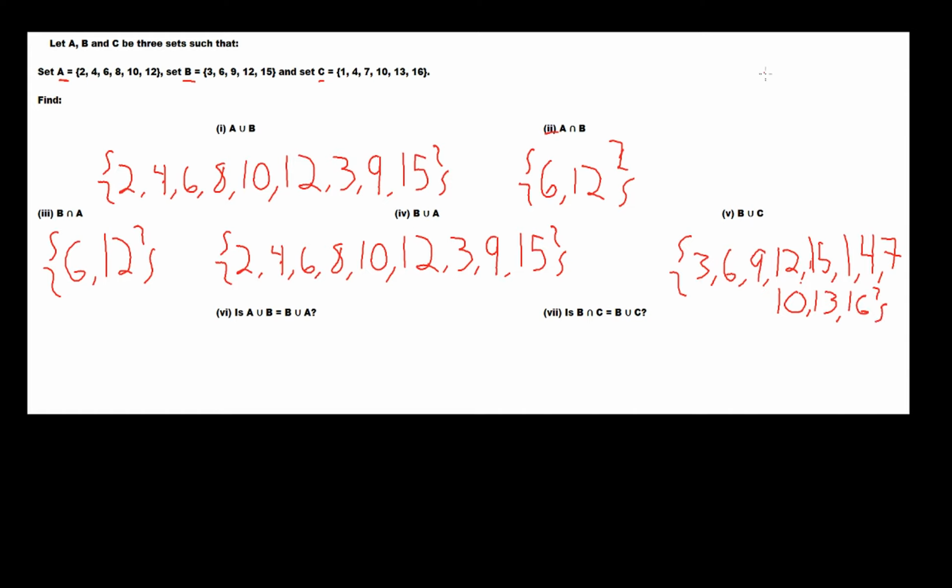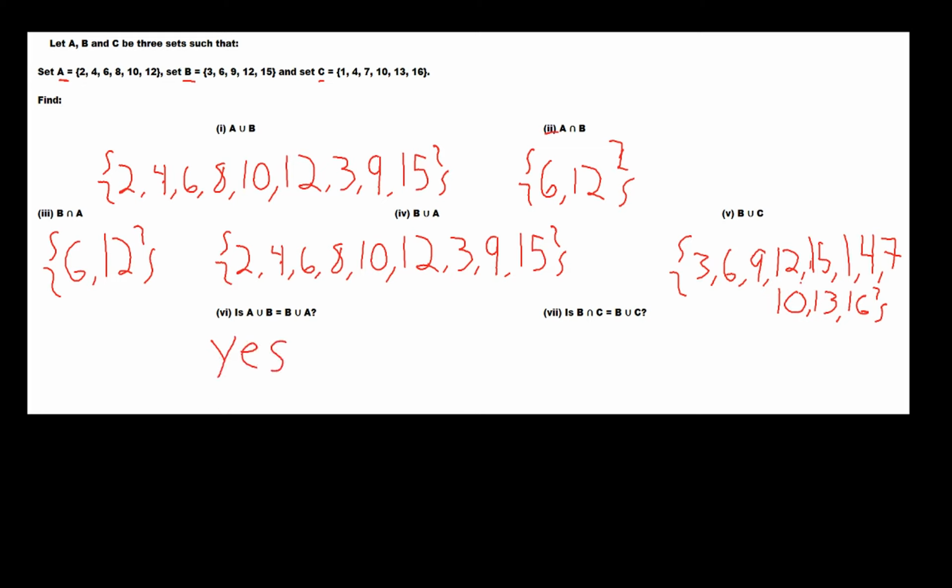All right, so we're down to the final 2, and these are both just yes or no questions. Number 6 asks us, is A union B the same as B union A? Well, yes, we saw this because the answers to 1 and 4 are the same, so the answer is yes.